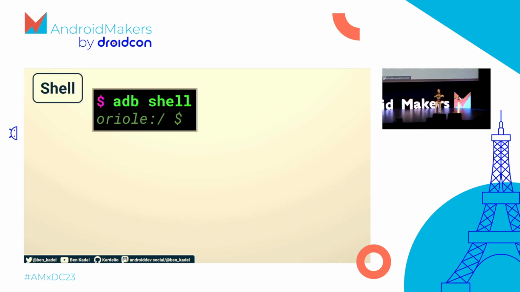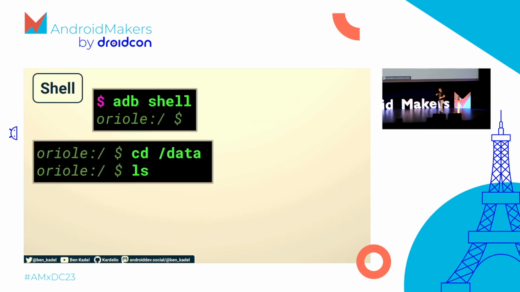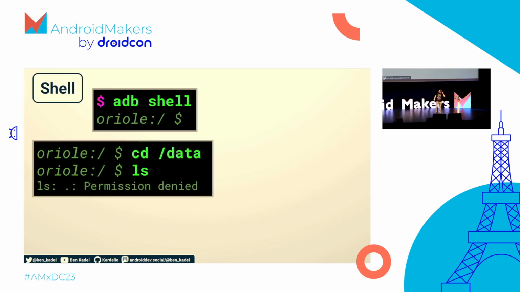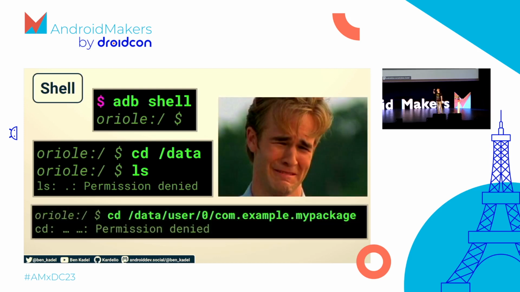And somehow I know that app's internal data is stored in the /data folder. So I'm going to cd into the data folder, I'm going to ls to see all the files and folders, and oh, permission denied. Okay, no worries. Don't ask me how I know this, but I know the entire absolute path for my app's internal storage folder. I just know it. So we're going to cd straight into there, and oh, permission denied again.